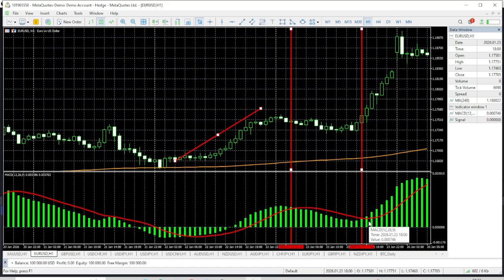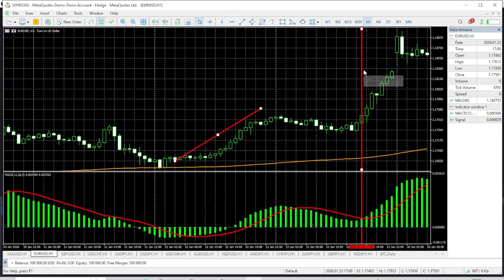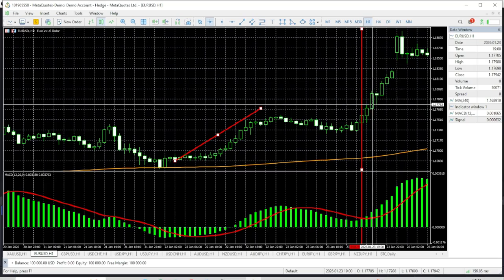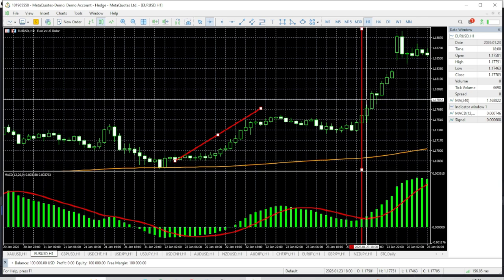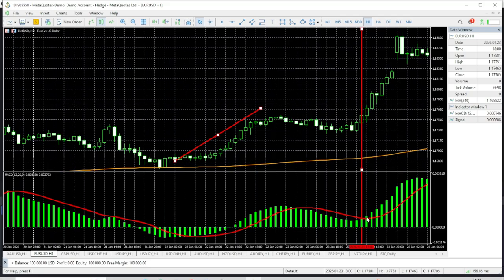So at this point, this histogram bar in front of this vertical line is the signal line. So this gives us the signal, and we look at the corresponding candlestick and then place our buy at 3 to 5 pips above the high of the candlestick that corresponds to the first histogram bar that closes above the signal line, that is the red line of the MACD.